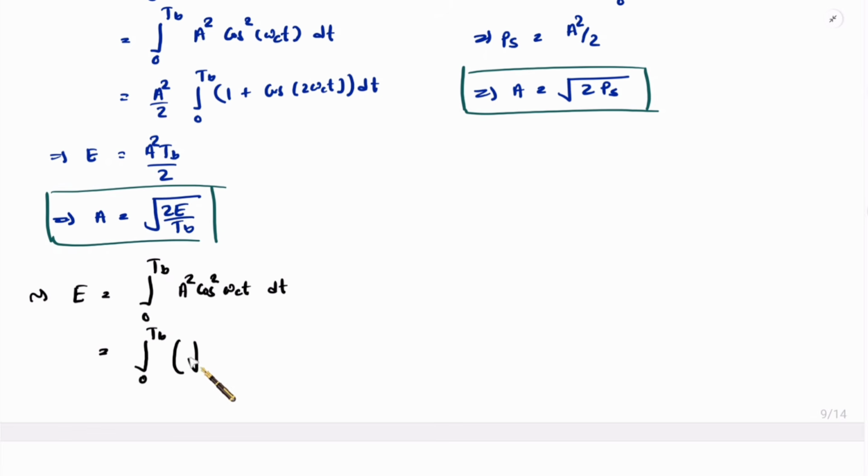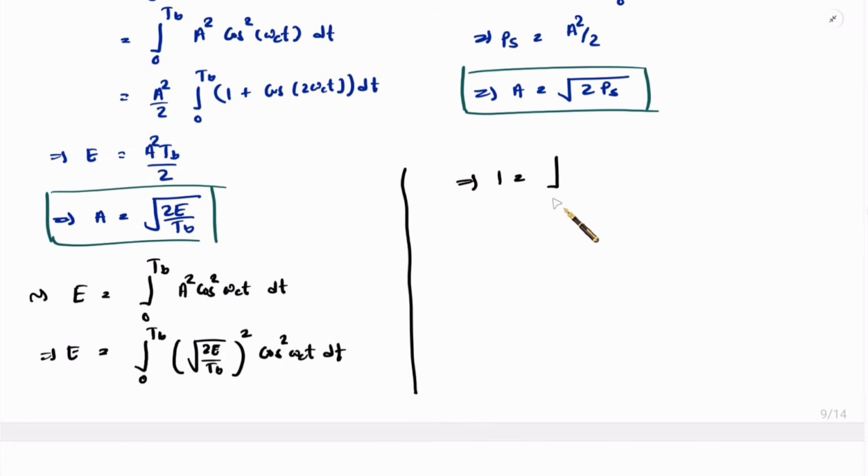It is square root of 2E divided by TB. Here we have a square cos square omega ct dt. So here, this square root of E whole square will be E, and that is getting cancelled from both of the sides, right? So here you will be getting 1 is equals to integration from 0 to TB, then square root of 2 by TB whole square cos square omega ct dt, right? That is what one can get over here.